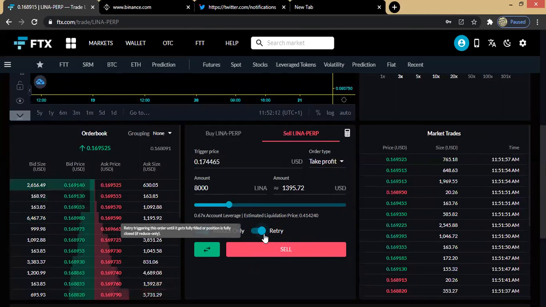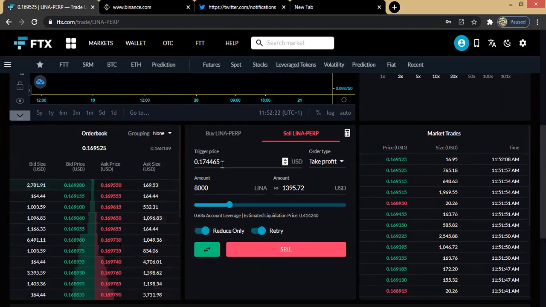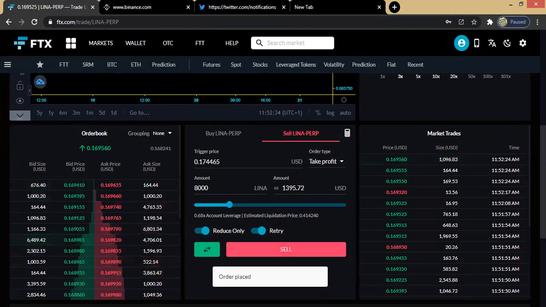Someone might ask, what is the purpose of this retry? What the retry does is that it tries as much as possible to make sure it closes the position for you at this very price you've chosen. So I'm closing 8,000 positions at this exact price. So I go right ahead and click on sell. All right, I want to close that.